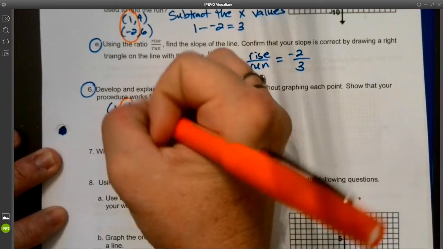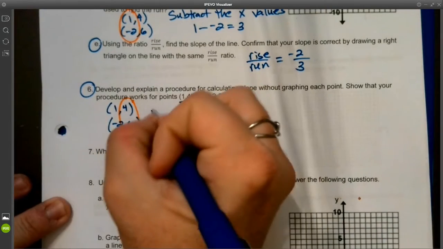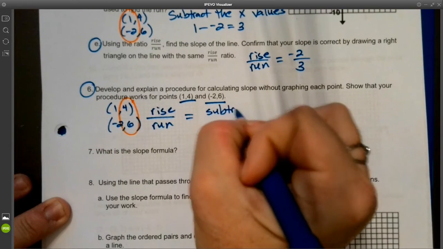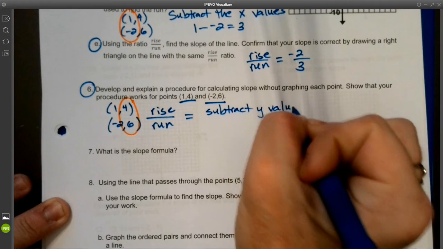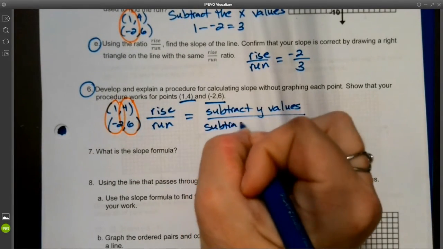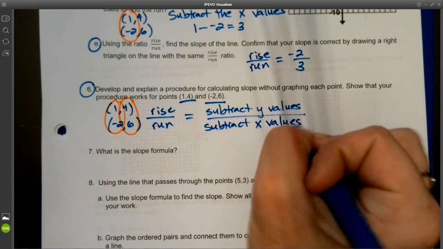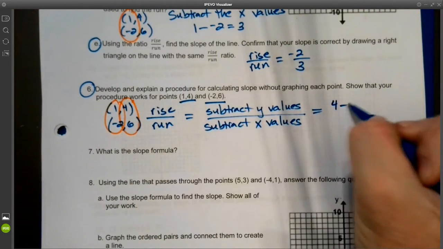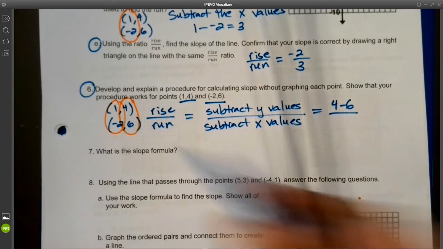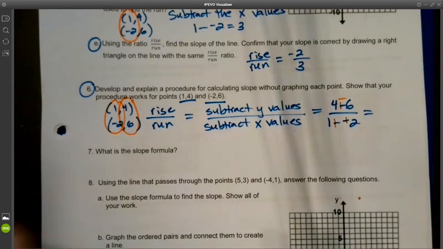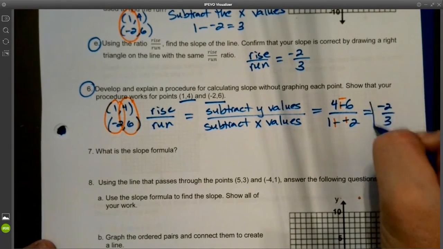And according to what we talked about, to find the rise, the rise was found by subtracting y values. So I'm going to say subtract y values, because that's what we talked about in the last 2 problems. To find the run, which is on the bottom, we talked about subtracting the x values. So subtract x values. All right, so when we subtract the y values, it's going to be 4 minus 6. So I'm going to write that down. When we subtract the x values, it's going to be 1 minus negative 2. And then we clean it up, do a little definition of subtraction perhaps, and of course we get negative 2/3.